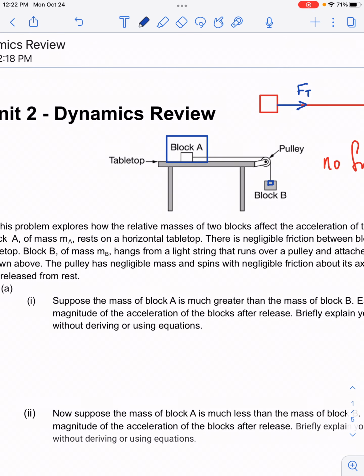You can also take this basically to be as if block B didn't exist. Obviously, block A wouldn't move at all. But because it does exist, it does move just a very small amount. So the acceleration would be close to 0.